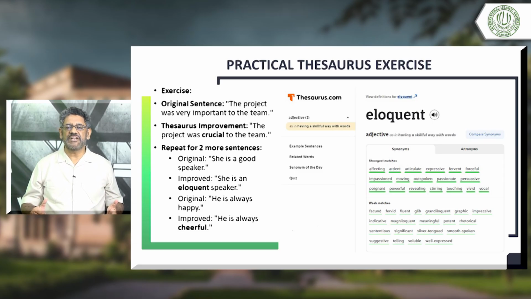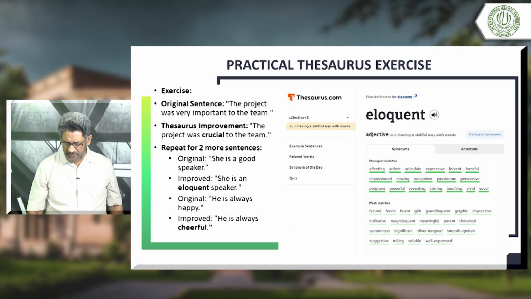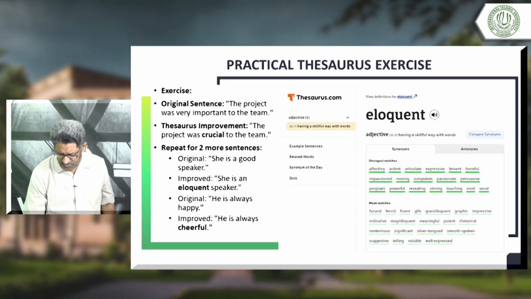Okay? Original: he is always happy. You can say he's always cheerful. Now, eloquent, it will give you the pronunciation. It will tell you this is an adjective. Strong matches are there. Weak matches are there. And you should simply make it a habit to use the thesaurus. And thesaurus.com, I would recommend to you.